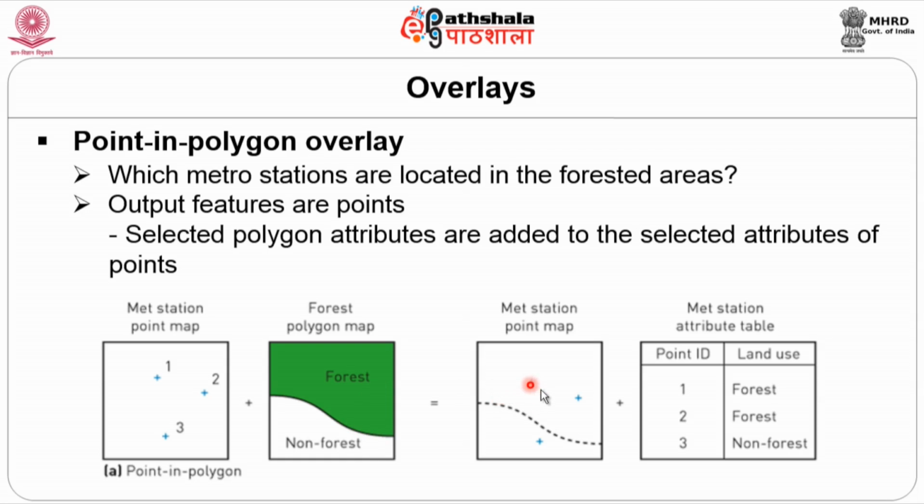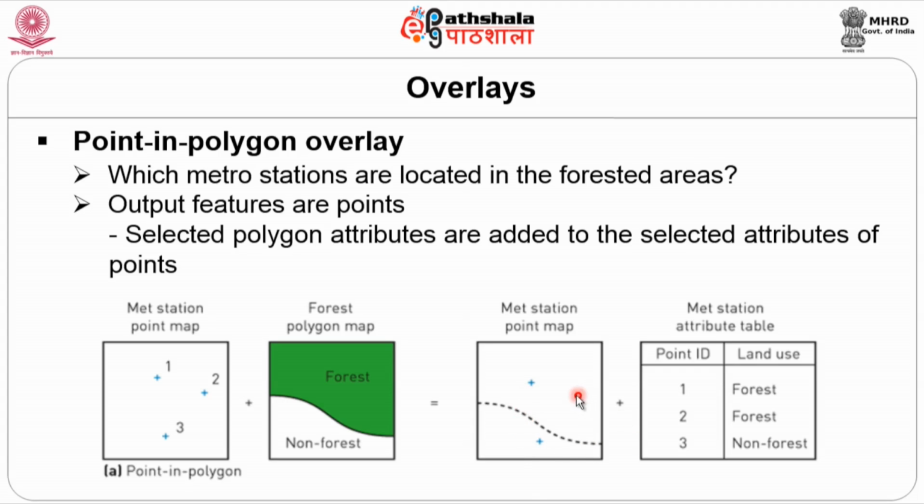Now, here these are the two polygons. The table says the polygon consists of 2 points here, 1 and 2, in your forest area, and 3 is in a non-forest area. Simple analogy, simple system. So, whatever is required is added.